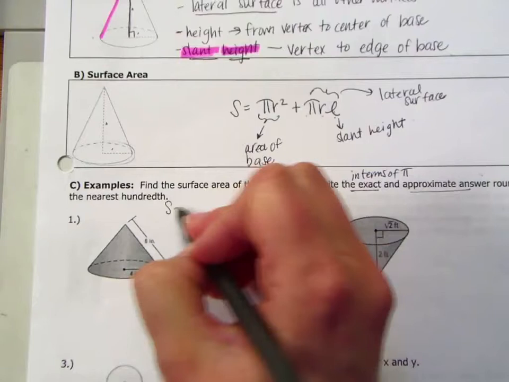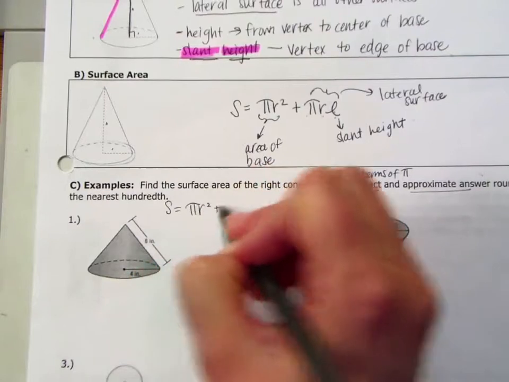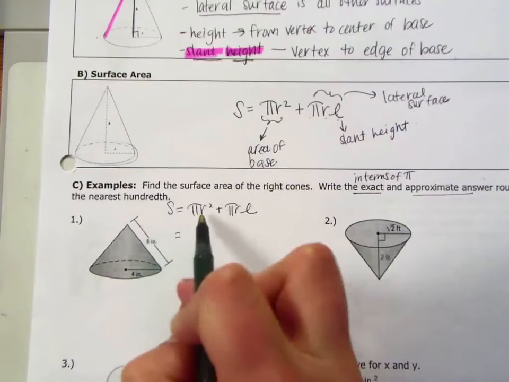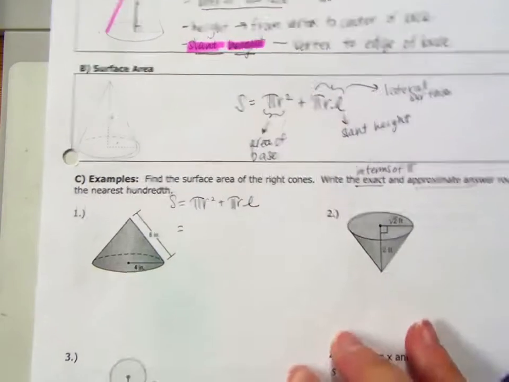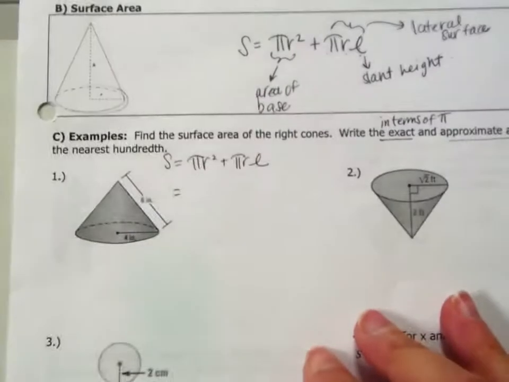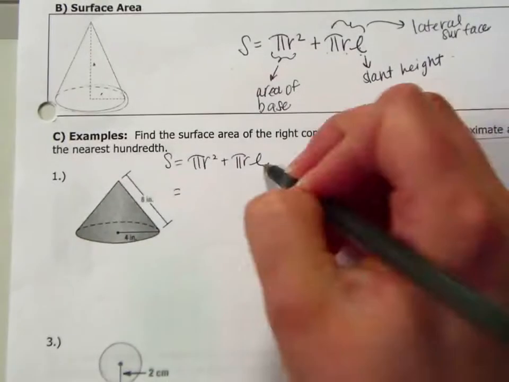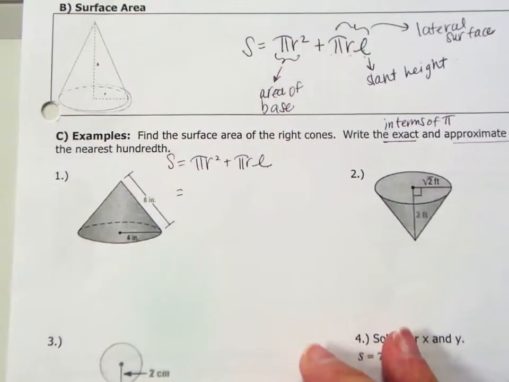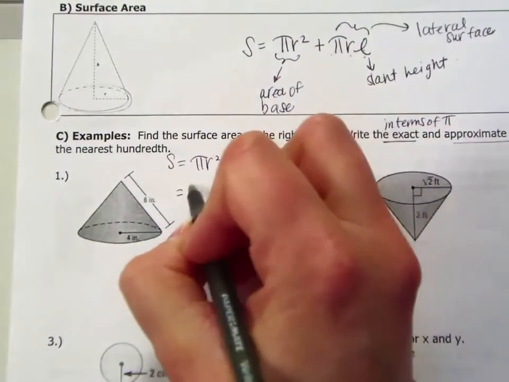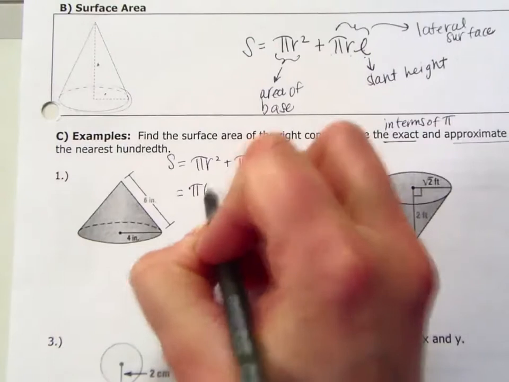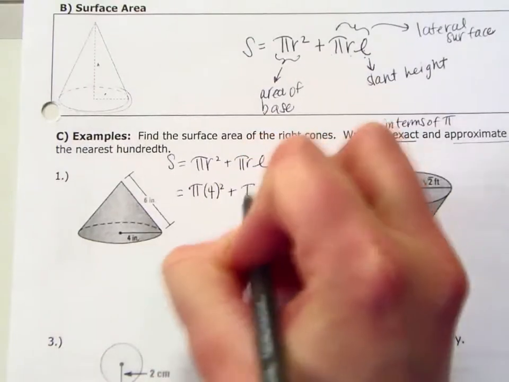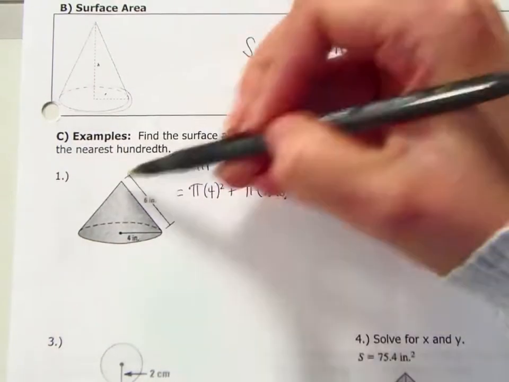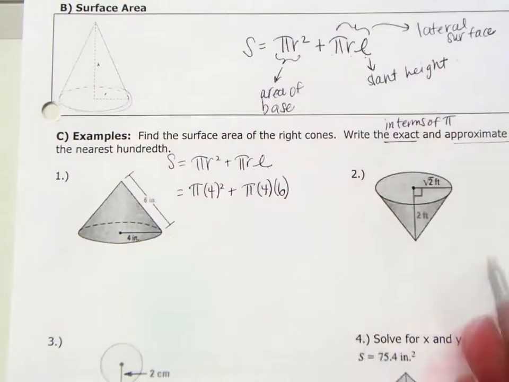Start with your formula, pi r squared plus pi r L. The only things that we need to know to find the surface area of a cone is the radius of the base and the slant height. We are given both of these pieces of information in this example, so it's just a matter of using the formula. Your radius is 4, your slant height is 6. Remember, slant height is on the outside of the cone.